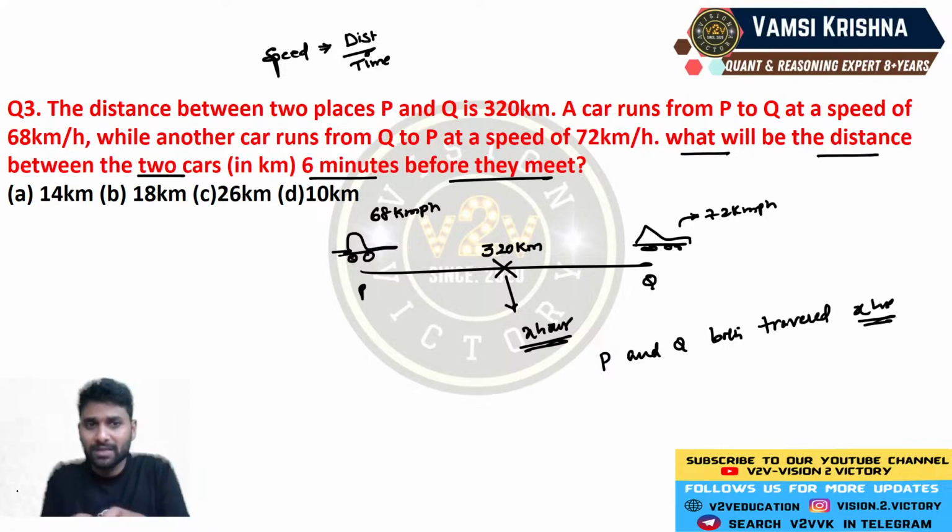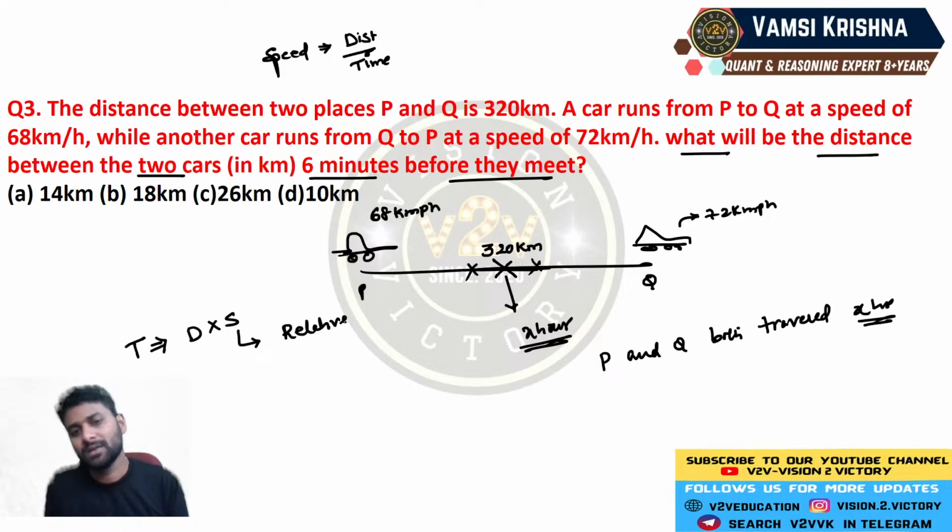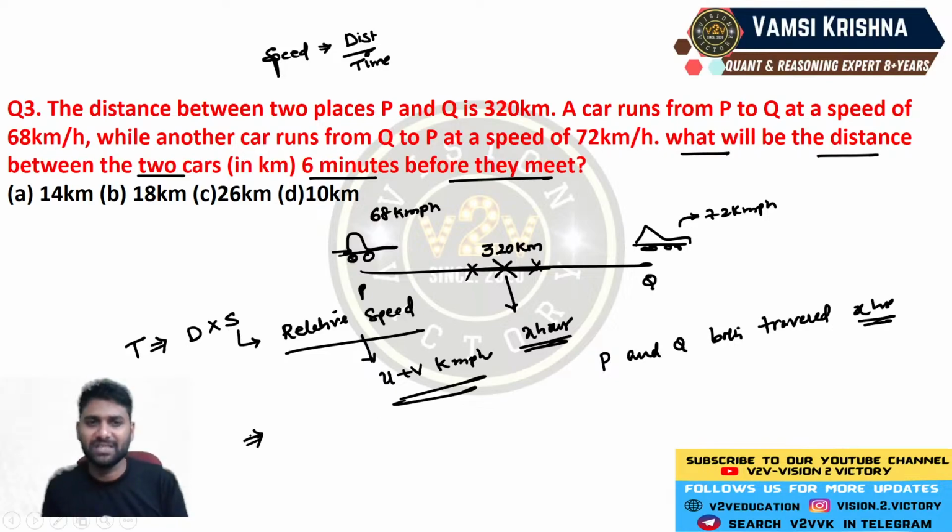Now the question, 6 minutes before they meet, what will be the distance between the two cars? For example, if they meet, this takes exactly 6 minutes. Now what is the distance between these 2 points? Here we need time information, which depends completely on the distance and speed. Here two objects are in motion at a time, it is a concept of relative speed. Remember that if two objects are in motion, it is a concept of relative speed. If two objects are traveling in opposite directions, the relative speed is u plus v kilometers per hour.